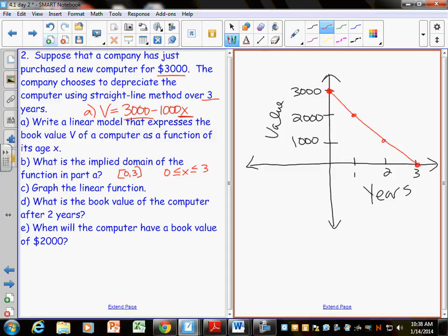So to answer part D and E, you can do this with an equation, but you can also use your graph, or maybe you can just think about it. D says, what is the book value of a computer after 2 years? So look at my graph. After 2 years, how much is it worth? Could you also just plug 2 in here for X, and you get 1,000? It doesn't matter which way you do that.